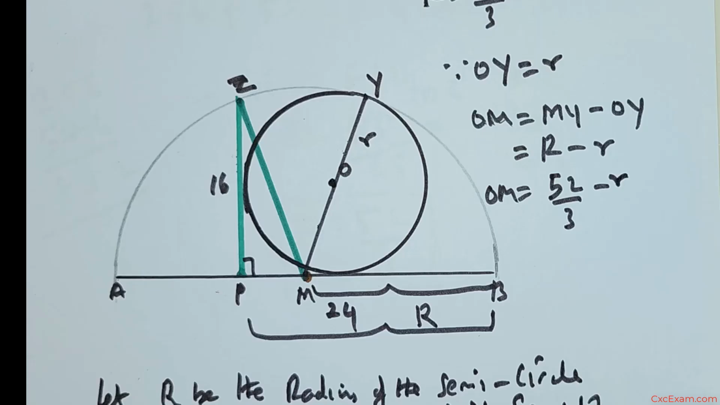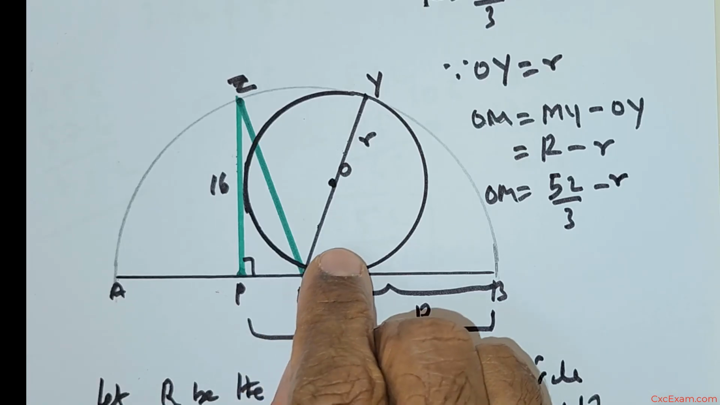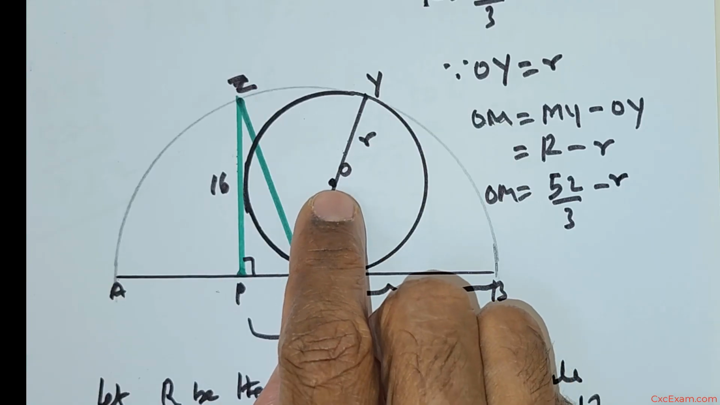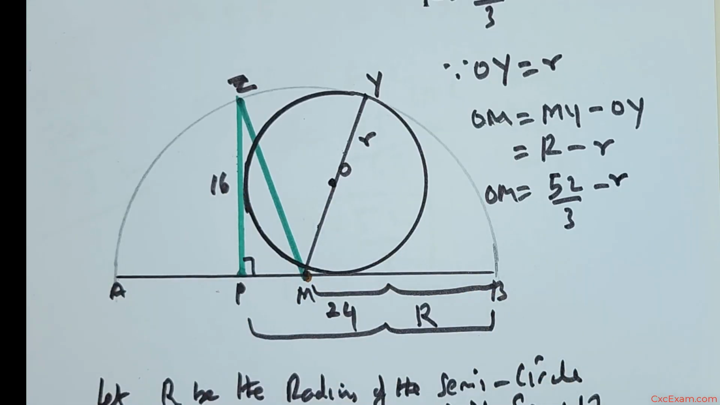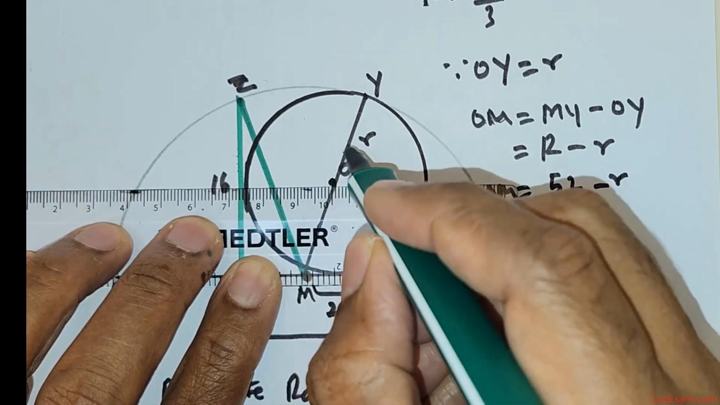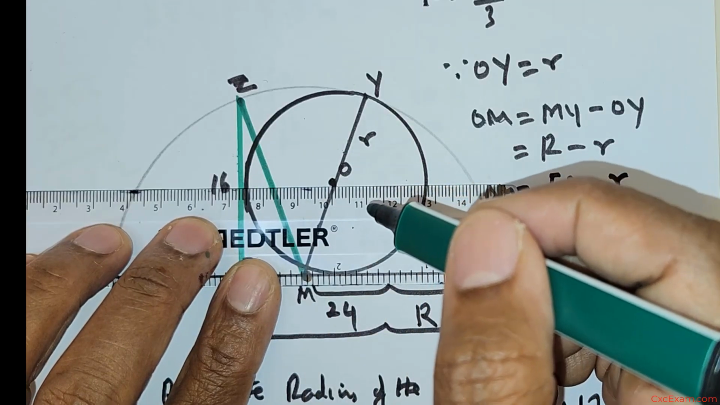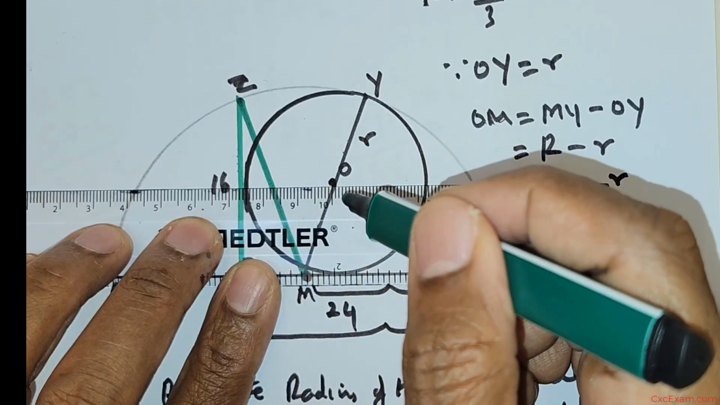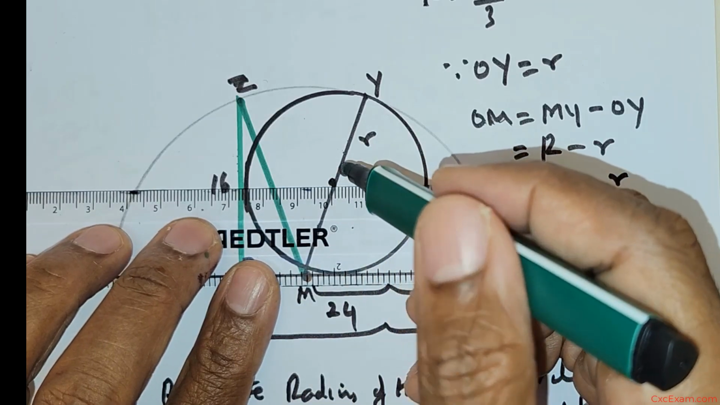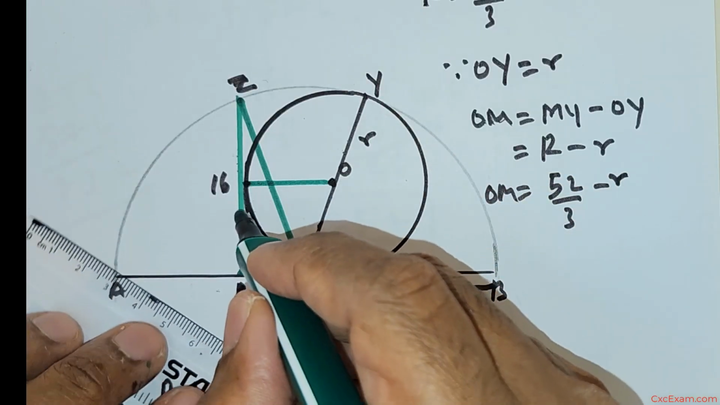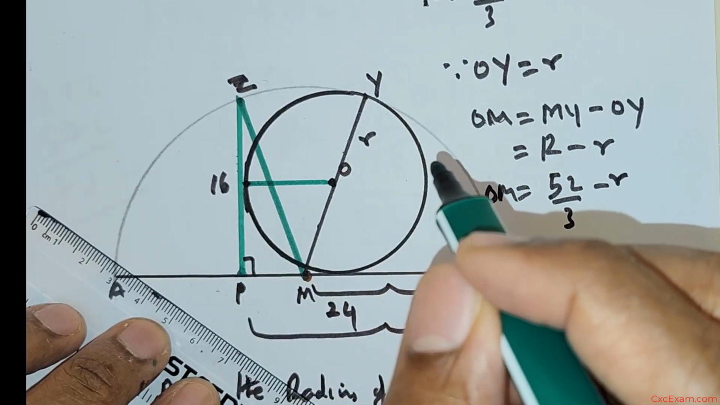So having got that, let me now drop a perpendicular from O to the point of tangency. If I were to do that, because by the tangent to the circle theorem, a line drawn from the center to the point of tangency to the circle will always be 90 degrees. So this is going to be 90 degrees.